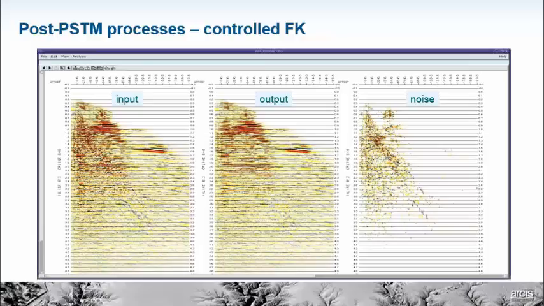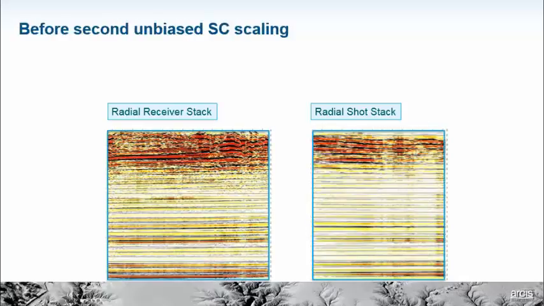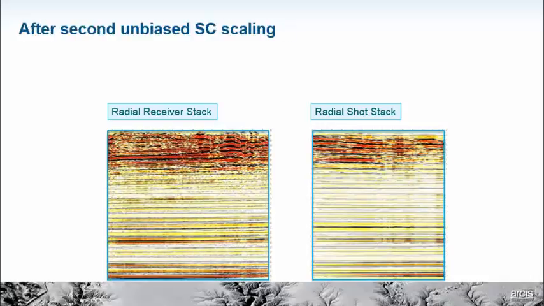So this is just another example of the noise attenuation in this controlled FK post-TSTM process. And more examples, the unbiased surface consistent scaling again. Because there's more noise, the examples on PS data sometimes are more spectacular than on the P-wave side. So this is the original radial receiver stack and shot stack, and after one pass of this unbiased surface consistent scaling, and then a second one. So you can see how we gradually, iteratively get to a better and better solution.